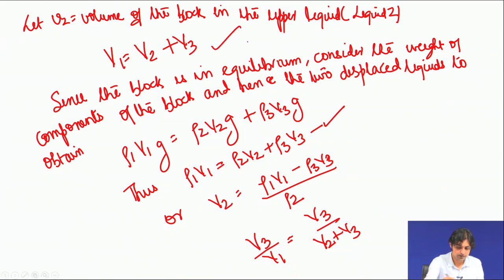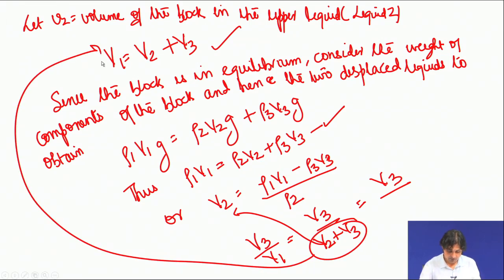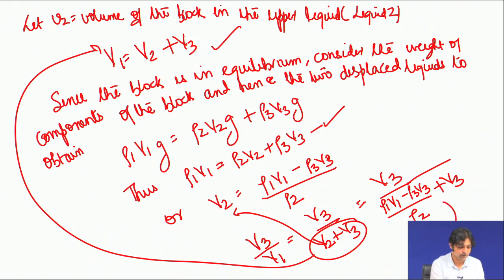Okay, from here, V2 plus V3, V2 we can use from here, right, and this equation has actually come all the way from here. So it will be V3 plus, and V2 we are going to use, so it will be rho 1 V1 minus rho 3 V3 divided by rho 2 plus V3. Okay, fine. So we will be expanding this in the next white screen.